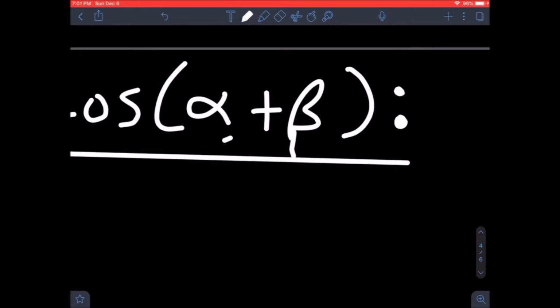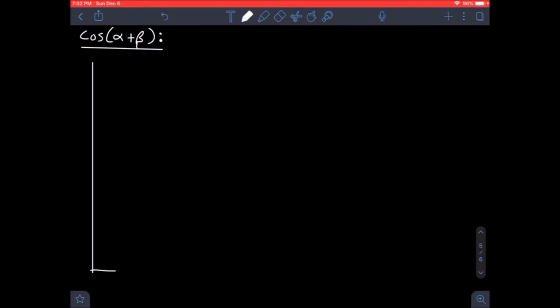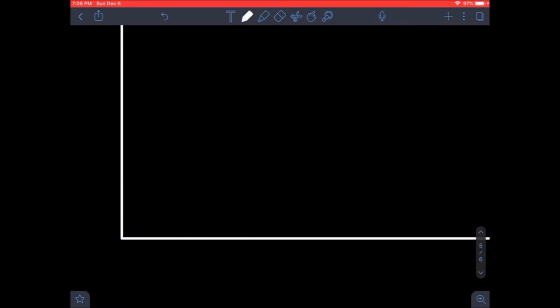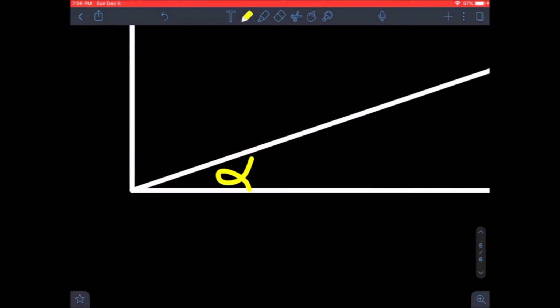Now, remember, we're dealing with angle measures, so maybe what we would want to do is draw the angles out first. So let's just do that. I'm going to start out by drawing something sort of like a coordinate plane, something like this. I'm going to first draw the angle alpha. Let's say I draw alpha right here. So this angle right here is angle alpha.